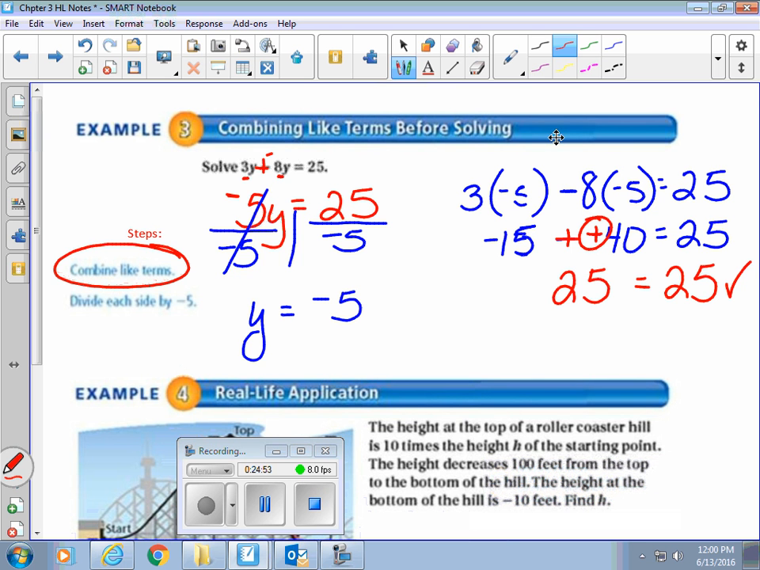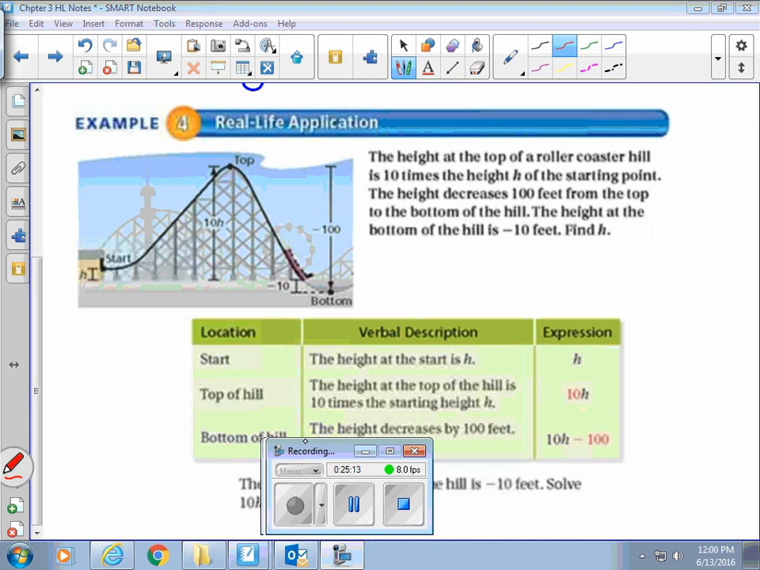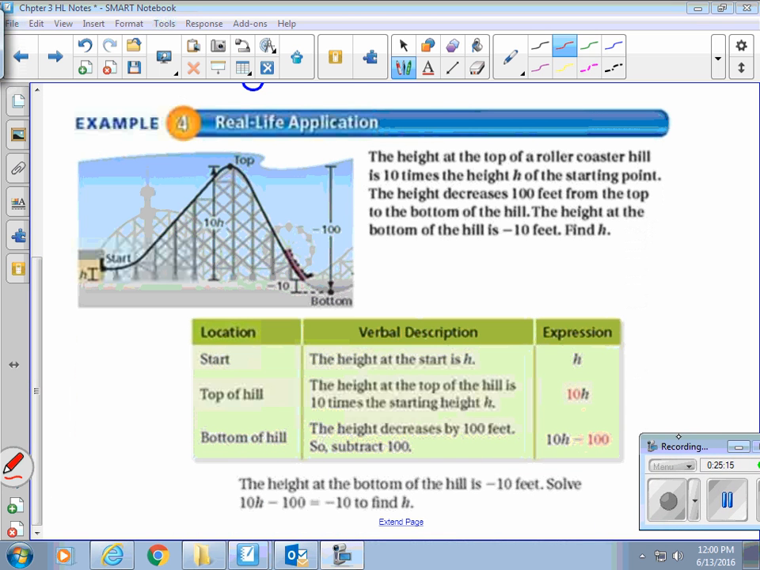Right? I'm going back up here to my original problem, which said 3y minus 8y. Remember, I changed it to plus negative because I was looking at those keep change opposite rules. But when you're substituting in, you want to use the original equation. Alright, so that's your example for combining like terms, which you will try in a couple minutes.